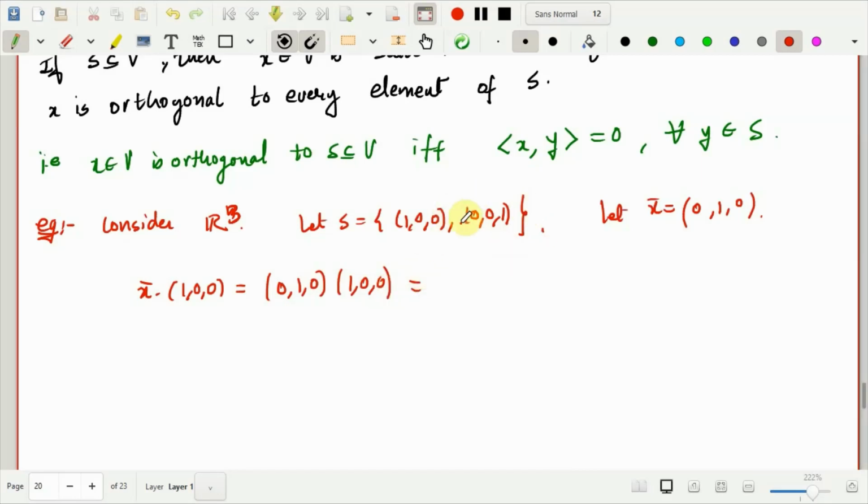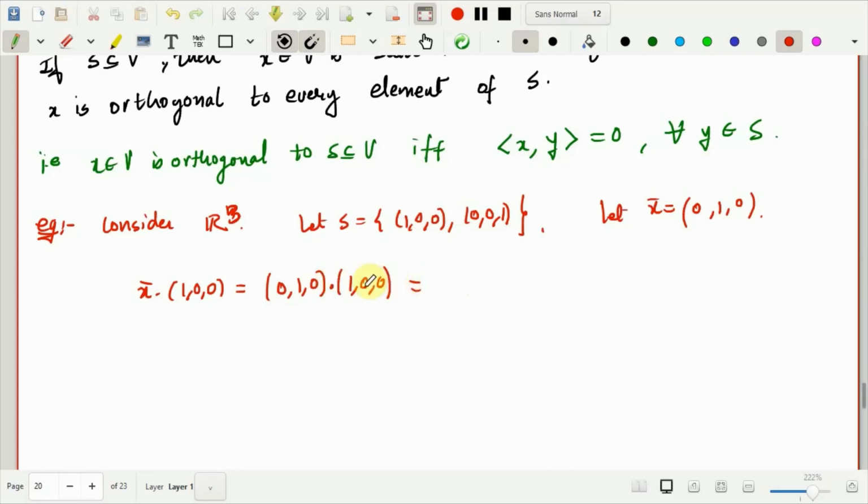In fact, you can see the geometrical interpretation of these three vectors. (1, 0, 0) lies on the x axis, (0, 0, 1) lies on the z axis, and (0, 1, 0) lies on the y axis. So definitely all these three axes are perpendicular to each other. Even if I take any of these as my x and put the others in S, that x will be orthogonal to every vector of S. So let's check it out.